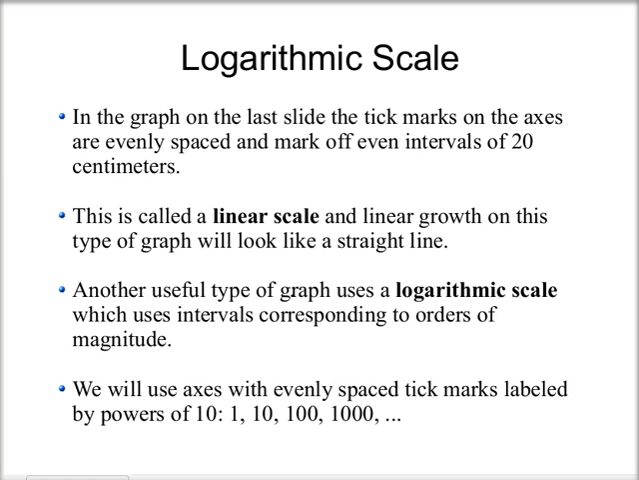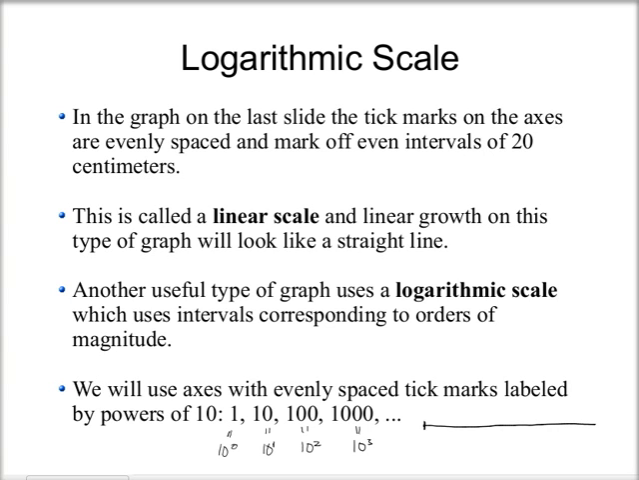Another useful type of graph that we're going to look at in this section has a logarithmic scale, which uses intervals corresponding to orders of magnitude. What that means is that the axes are going to be marked off with powers of 10 in our case. So we'll have a tick mark at 1, which is equal to 10 to the 0, a tick mark at 10, which is 10 to the 1, 100, which is 10 squared, 1000, which is 10 cubed, and you can keep on going. But these will be evenly spaced out, so it'll look like this.